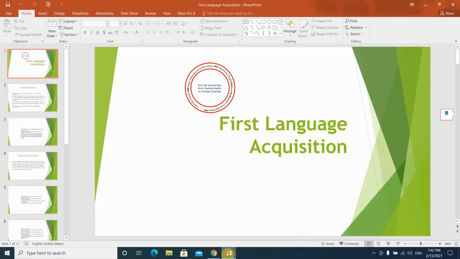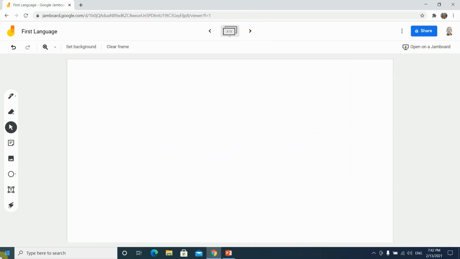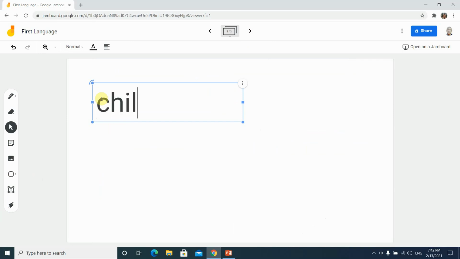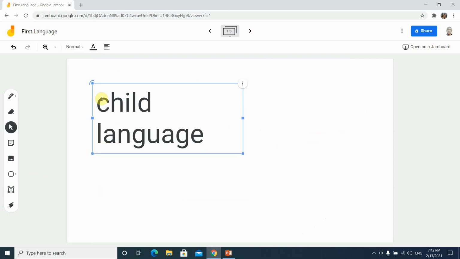So today, as I said, we shall talk about first language acquisition. And by first language acquisition, we simply mean how children acquire their first language. That's why sometimes we call this topic child language. That's to say, we are going to talk about child language, the properties of child language, and how children acquire their language, and what are the stages children follow in processing their language and in acquiring their language.